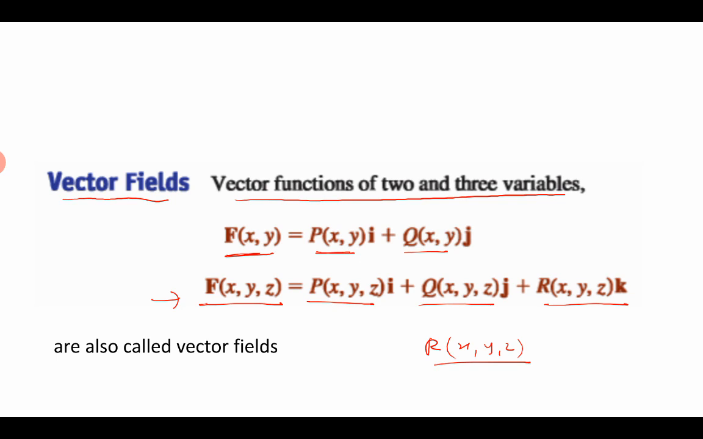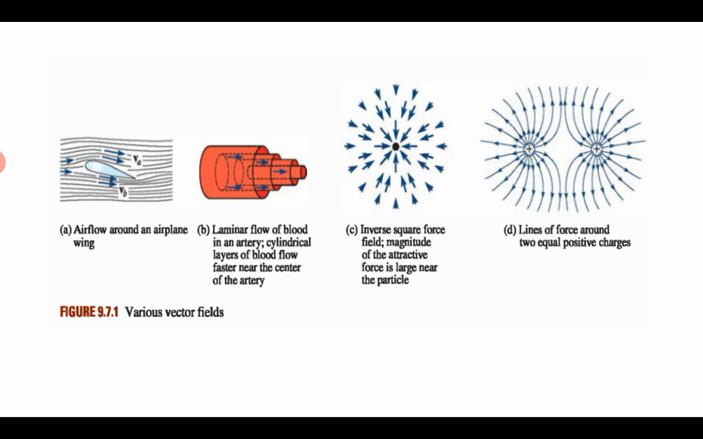And wherever there is a flow, you can say an electromagnetic field or a water flow, blood flow, you will find the application of vectors. Some physical examples have been given. Airflow around an airplane wing. Blood flow, the flow of the blood in an artery.